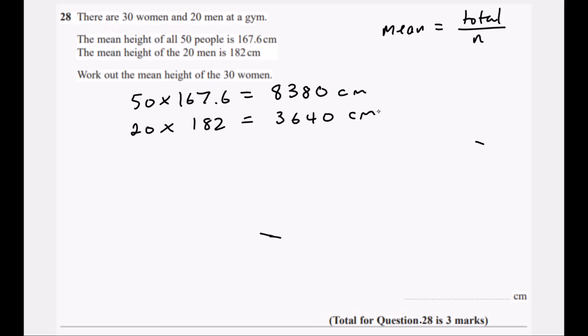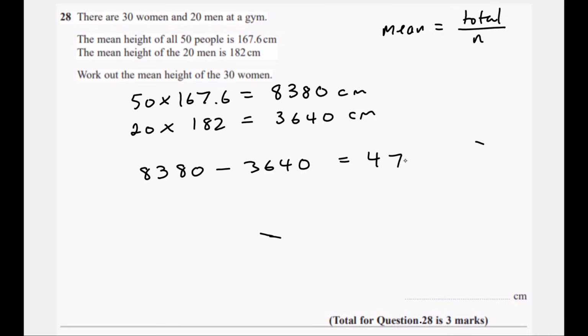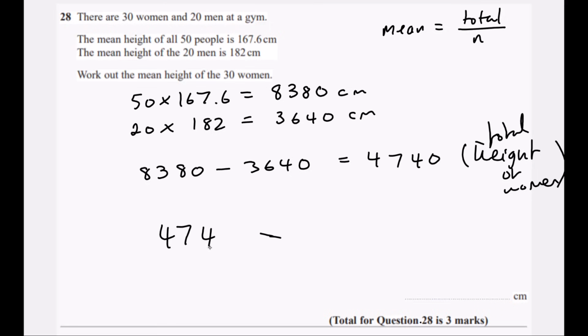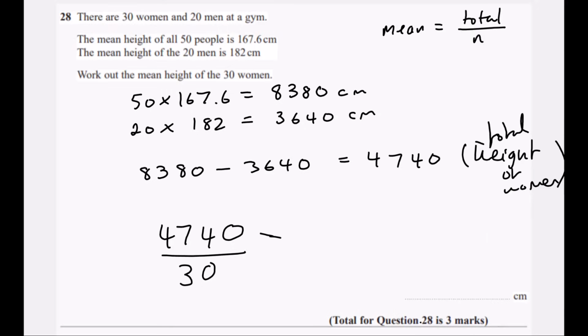I can find the women's heights by taking these away. So 8,380 take away 3,640. That's 4,740. So that's the total height of the women. There are 30 of them. So to find the mean, it's the total, the sum, divided by how many? And it's 158.